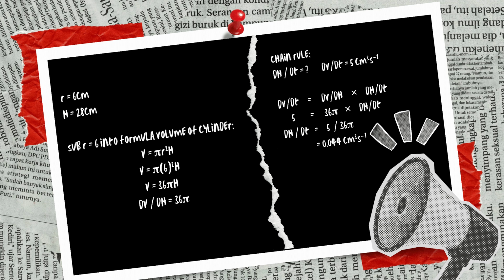And then we must find dh over dt using the chain rule, which is dV over dt equals dV over dh times dh over dt. So we substitute all the information into the equation. So we get 5 equals 36 pi times dh over dt. dh over dt equals 5 over 36 pi equals 0.044 cm per second.